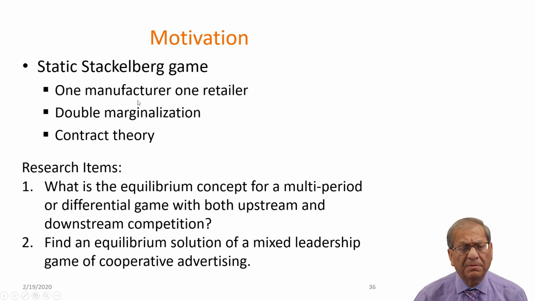The static Stackelberg game was already discussed in my initial talk. There is one manufacturer, one retailer, there was double marginalization, and the theory of contract, which gives you the coordinating contract. That was the beginning. For this particular paper, we have two research agenda. One is: what is the equilibrium concept for a multi-period differential game with both upstream and downstream competition? And we will also find an equilibrium solution of a mixed leadership game of cooperative advertising.